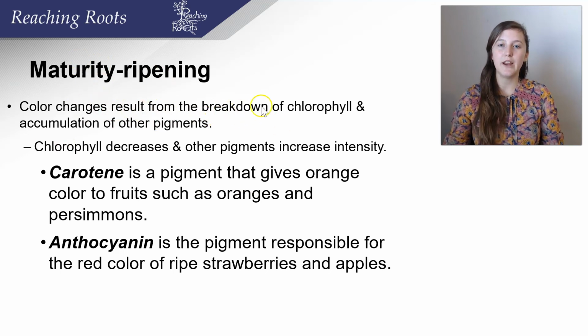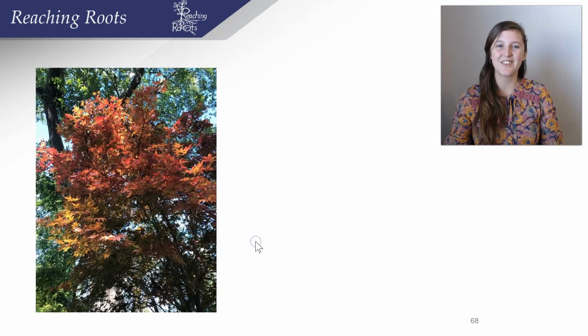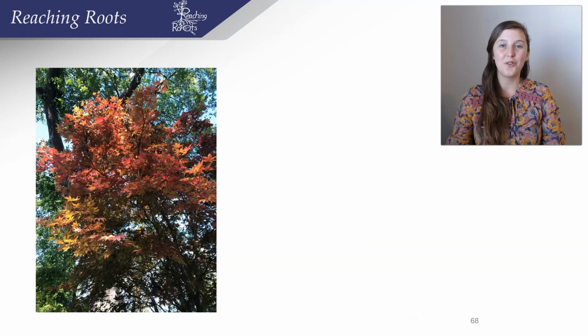Color changes also happen in fruit maturing and ripening. This is because of the breakdown of chlorophyll and the accumulation of other pigments inside the fruit. Chlorophyll decreases and other pigments increase the intensity of the color. Carotene is a pigment that gives orange color to fruits such as oranges and persimmons. Anthocyanin is the pigment responsible for the red color in ripe strawberries and apples. These two pigments are also responsible for the colors that you see in fall leaves.